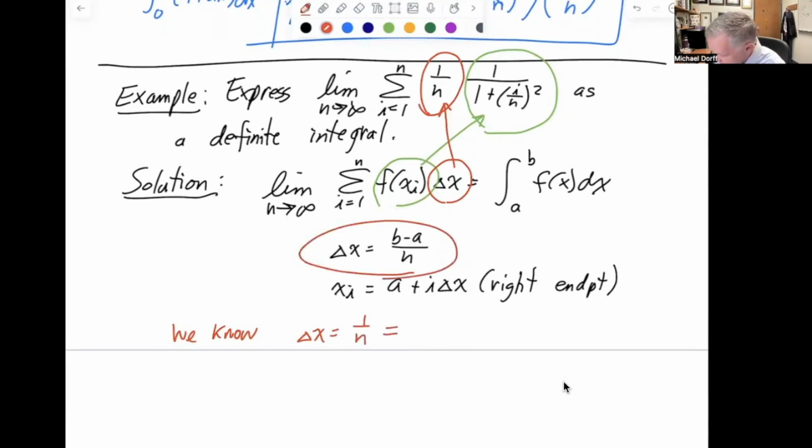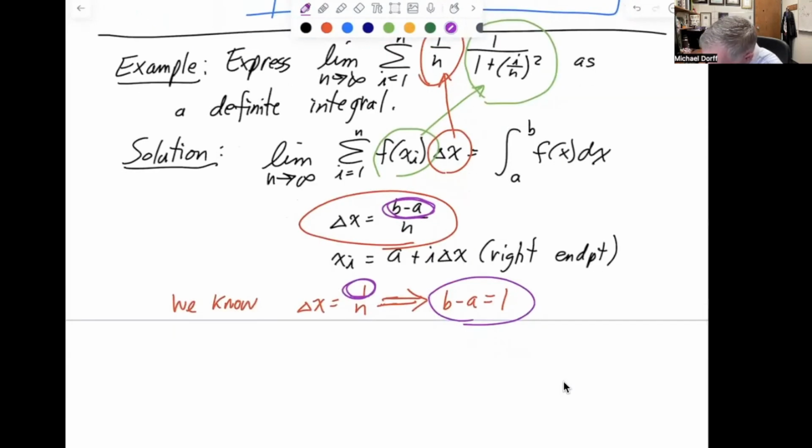Okay, so now, given that delta x is 1 over n, but delta x from up here is b minus a, what does that tell me? That tells me b minus a has to equal 1, right? Because I have the b minus a on the top here, and I have a 1 on the top here. Okay, so I have b minus a equals 1. And then what else do I know? I also know from the green part that f of x sub i equals 1 over 1 plus parentheses i over n quantity squared.